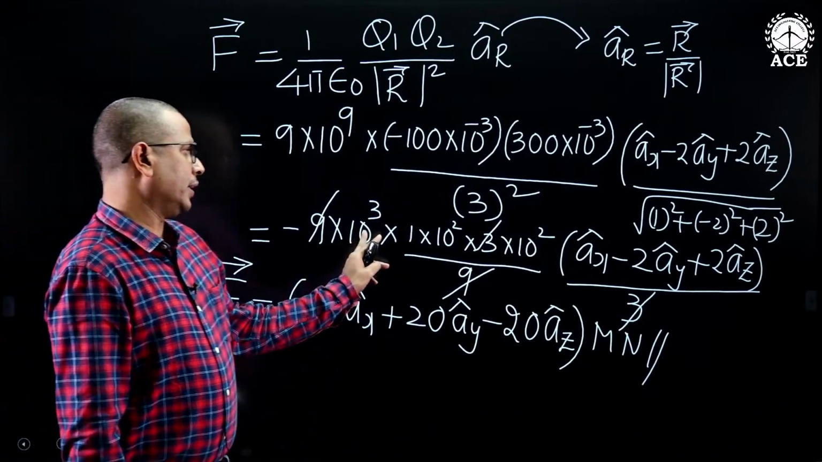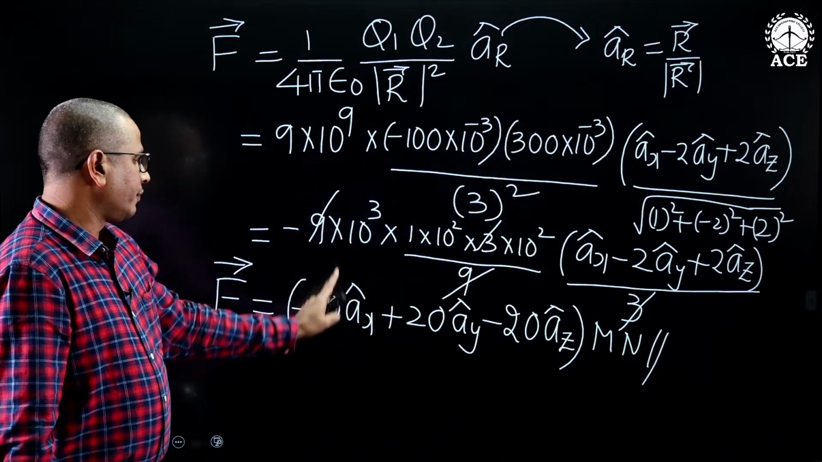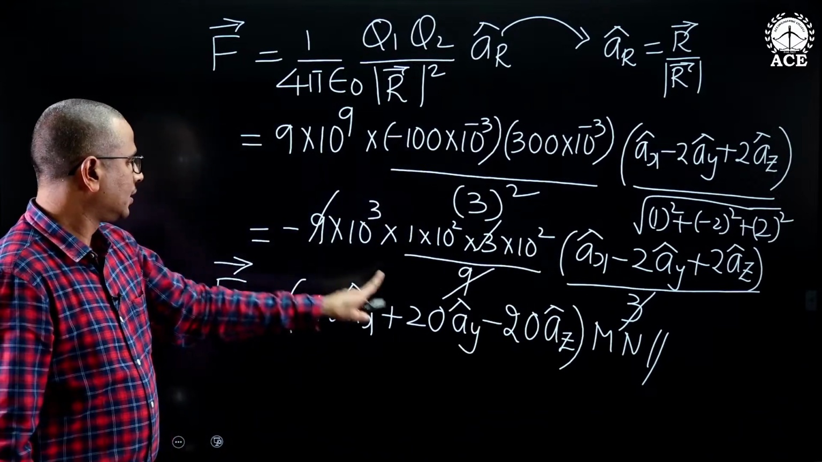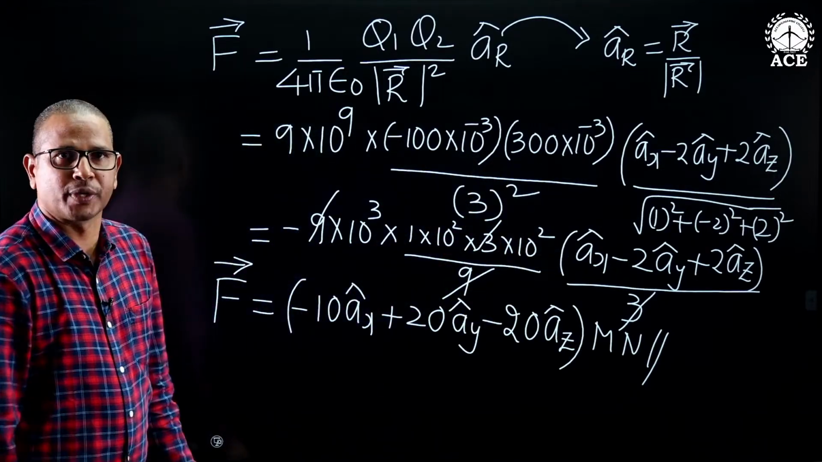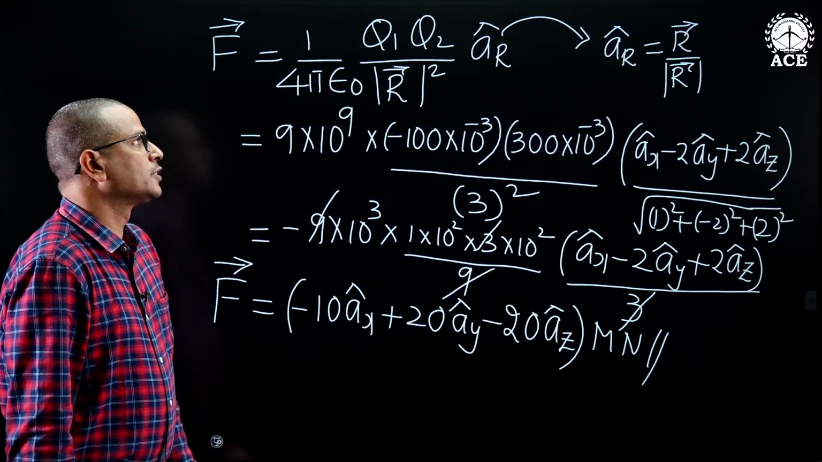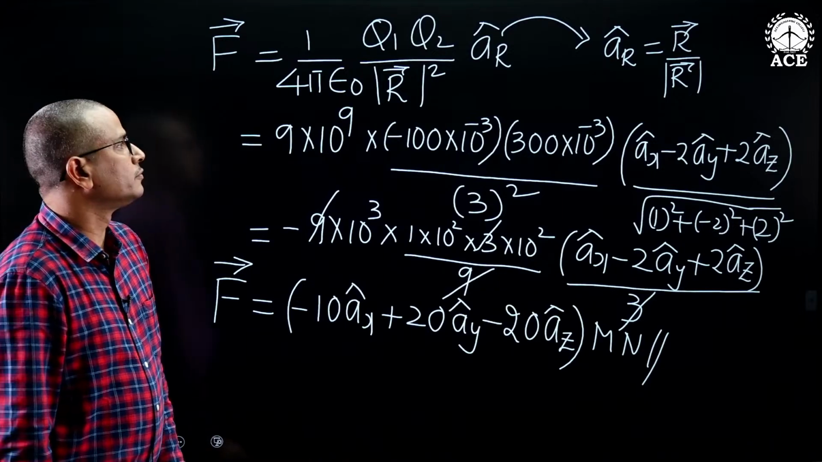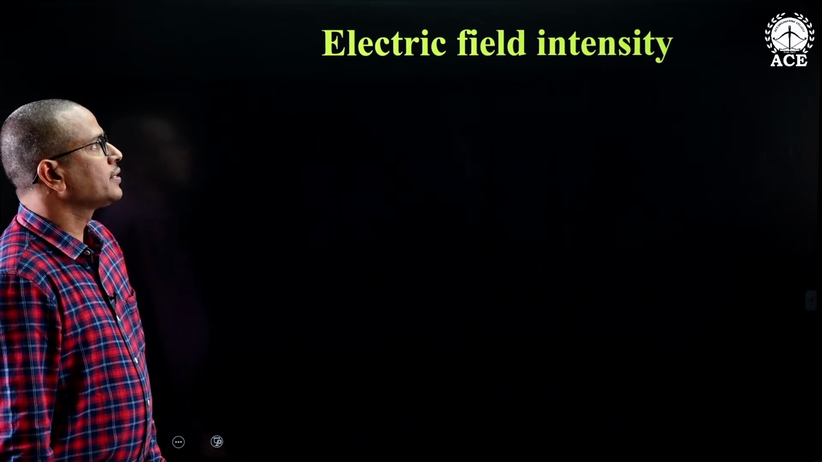This is the answer, dear students. How we got meganewton? 10 power 3, 10 power 2, 10 power 2, 10 power 7. I have taken 10 power 6 out. I can write mega for 10 power 6. The rest, 10, I am multiplying with this. That's all. This is your answer. This is on Coulomb's force equation, one of the important areas from electrostatics. Let us move to the next one, dear students.